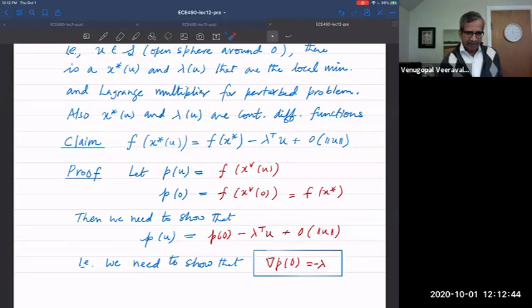So this is another interpretation of the Lagrange multiplier: it's the rate of change of the optimum value as you perturb the constraint.